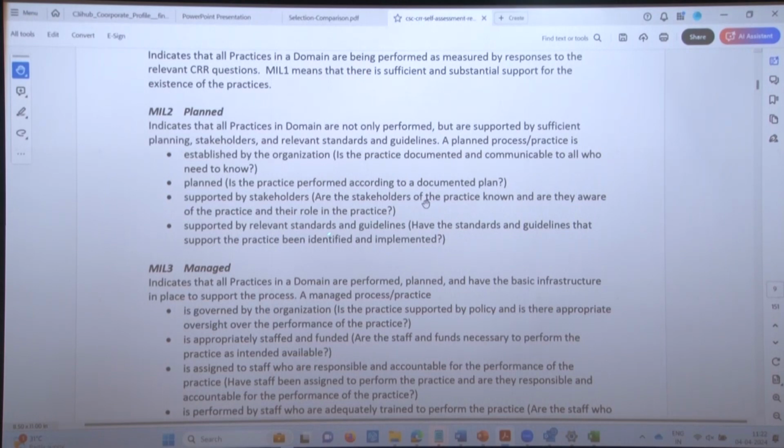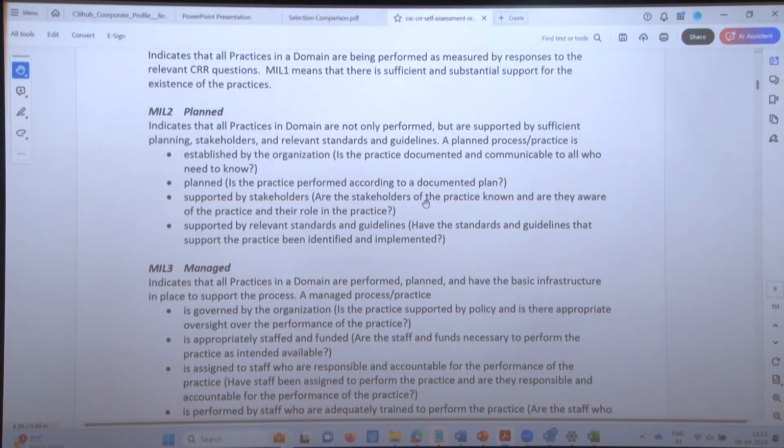And then it should be supported by relevant standards and guidelines. I do not make practices out of thin air. I do not say that from tomorrow you have to do two-factor authentication, or we have to put endpoint security agents on every machine. It has to be supported by standards such as 27001, or guidelines like the NIST guideline, RBI guideline, SEBI guideline, or some CERT-In guideline, and so on. So it has to have that support. If you have all this in addition to the fact that you are doing the practices, then you can get to MIL 2. That is planned, you are at a planned maturity.